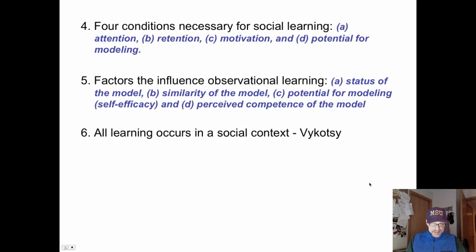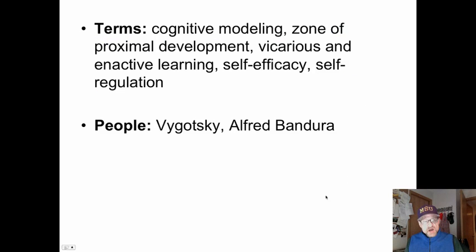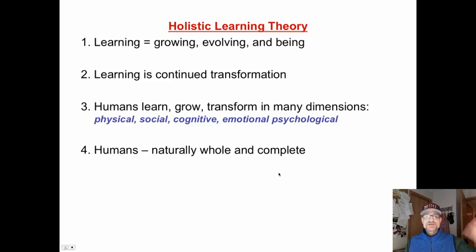Vygotsky says learning occurs from outside to in. All learning occurs in a social context, within the context of society or the environment or the group that you are with. Thoughts, feelings, and ways of thinking are all influenced by our social context. Here are some terms with which you should be familiar, and the 2 big names in social learning theory. Again, this is just to provide an overview.